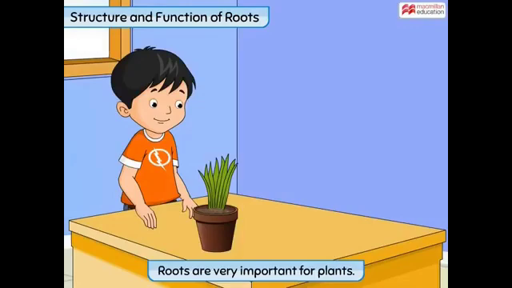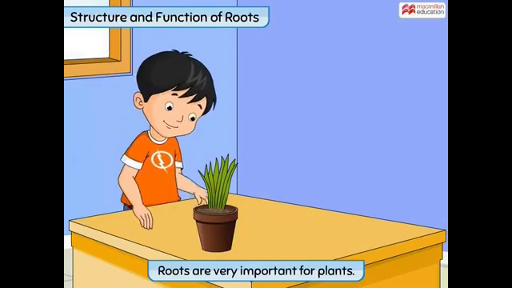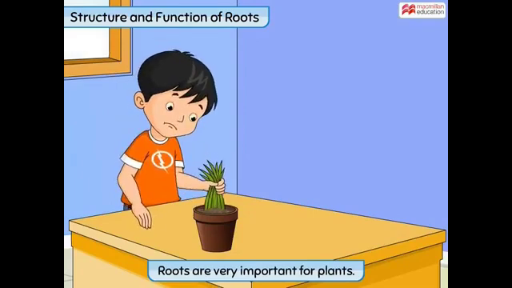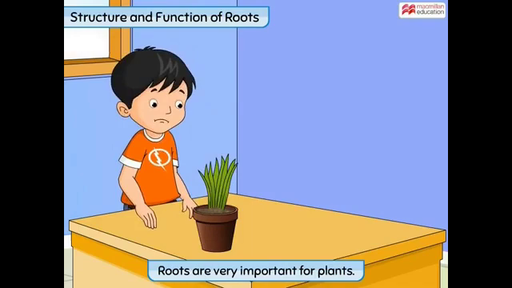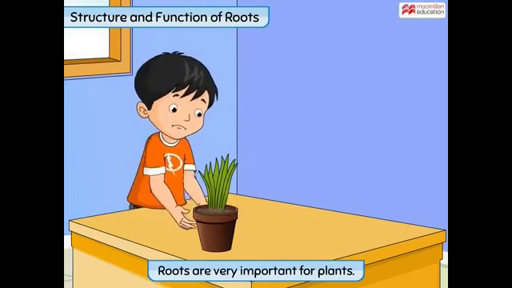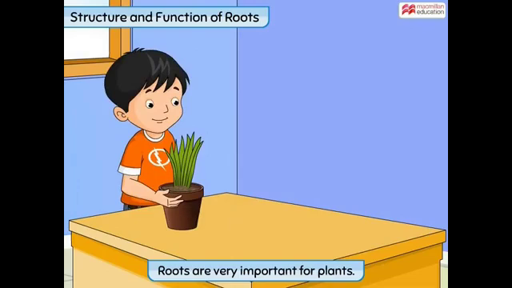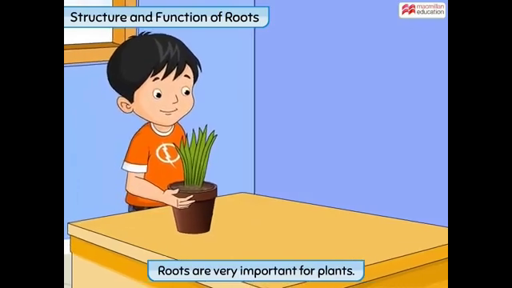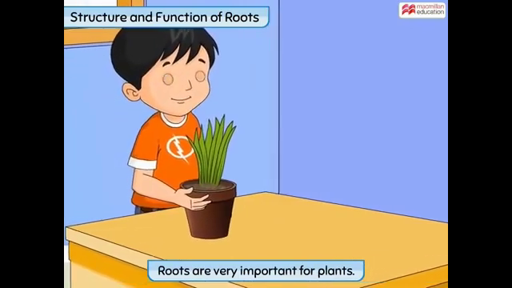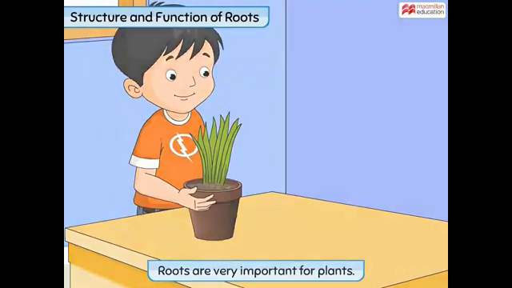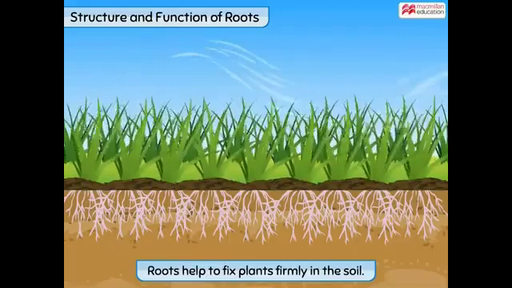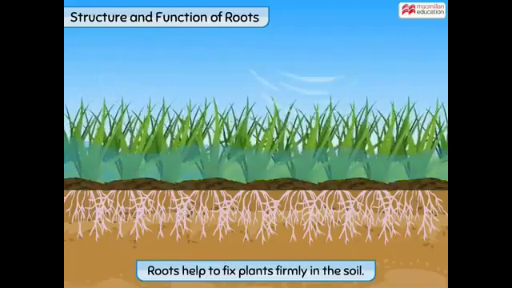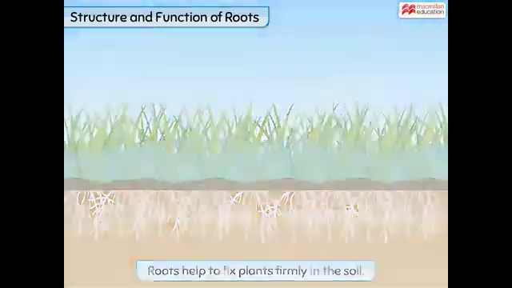Roots are a very important part for plants. Look at this boy trying to pull out a bunch of grass from the soil. He tries to pull the grass, but the plants do not come out easily, and the boy ends up lifting the pot. This shows that roots of the grass plants are holding them firmly in the soil. Thus, the roots function to prevent the plants from being uprooted by fast wind and flowing water.